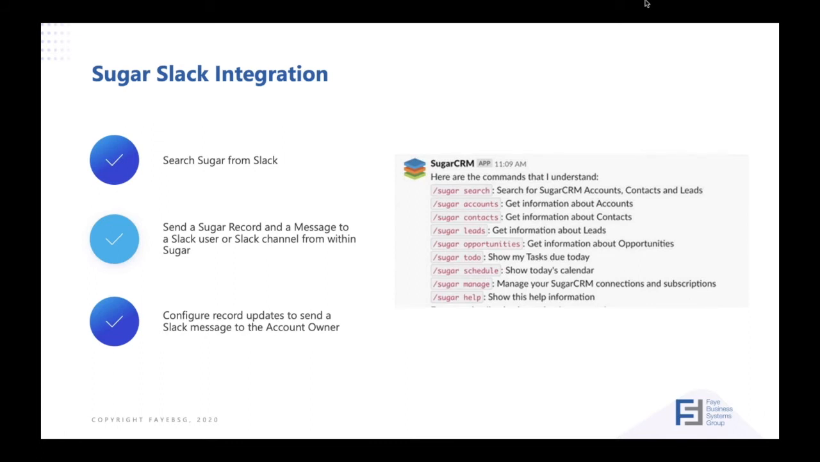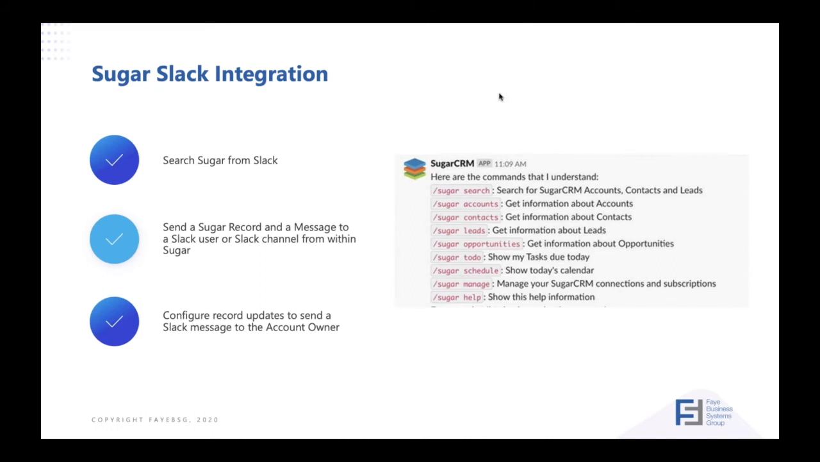Okay. You can also send a Sugar record and a message to a Slack user or Slack channel from within Sugar. I'll show this to you on the demo, but you will have the ability to open up an account, an opportunity, a lead, and push that record along with a message to a channel or over to an individual. So tons of use cases for this. If you have an opportunity that you're working that needs some help by another group within your organization or an individual, you can quickly send that opportunity record with a message directly over to that individual or to that channel.